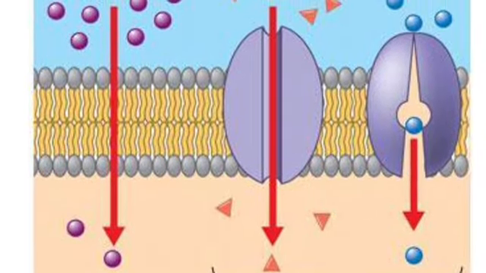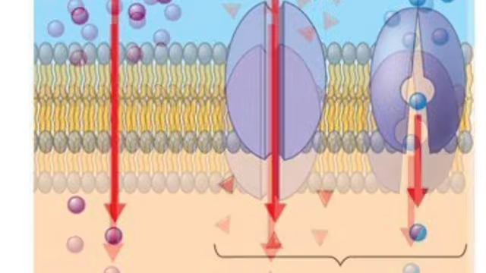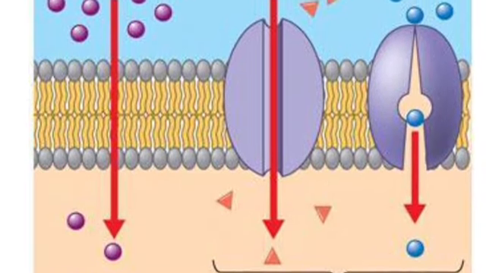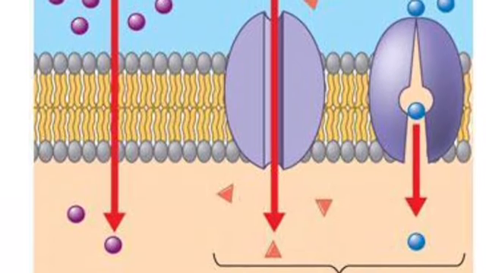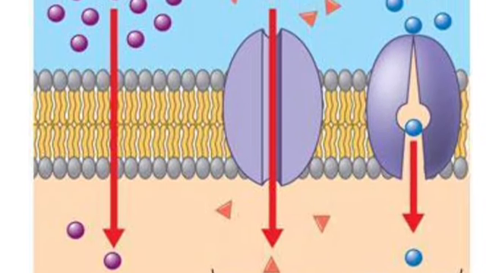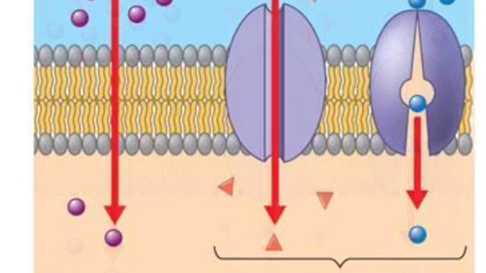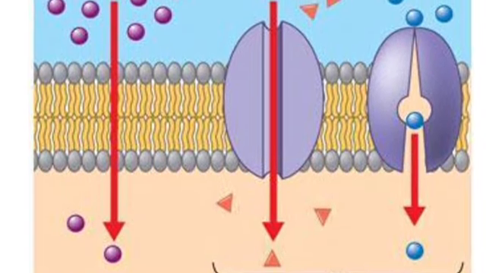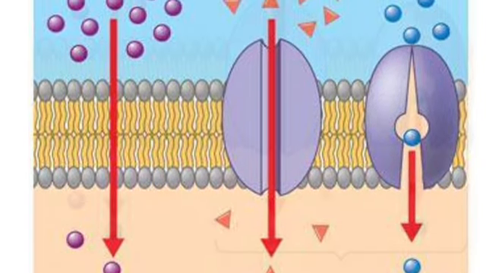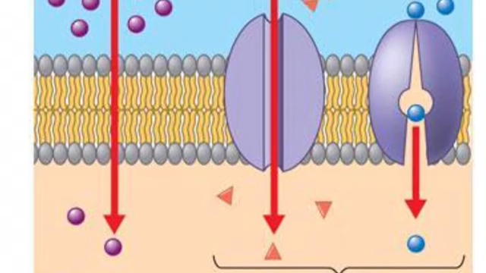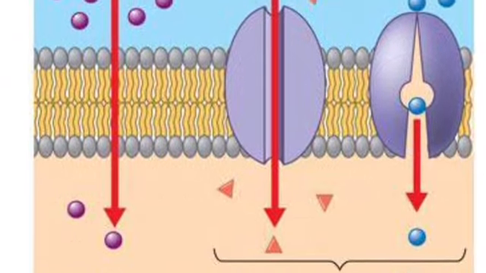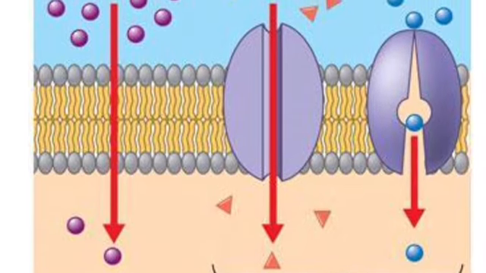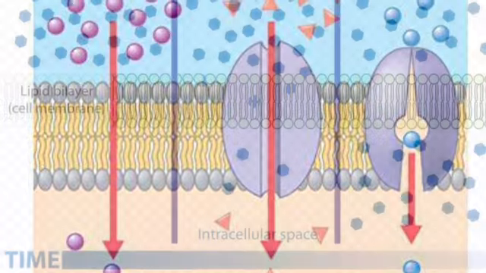Active transport is the transport of molecules from a low concentration to a high concentration, or up the concentration gradient, with the help of energy that we call ATP. So active transport requires energy, while passive transport requires no energy.